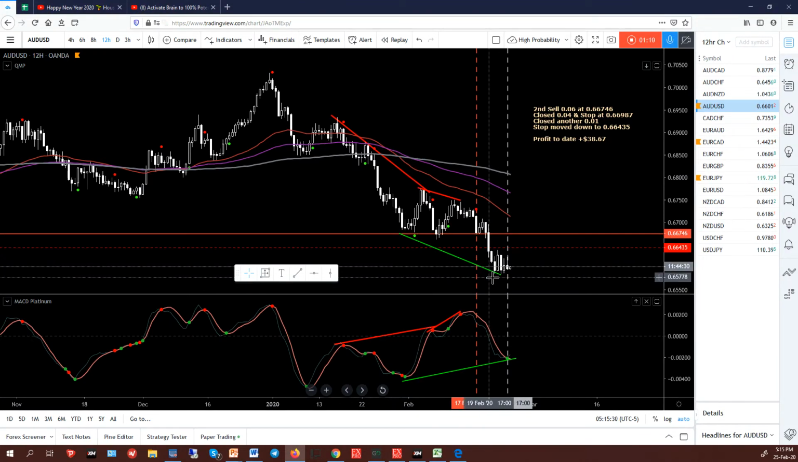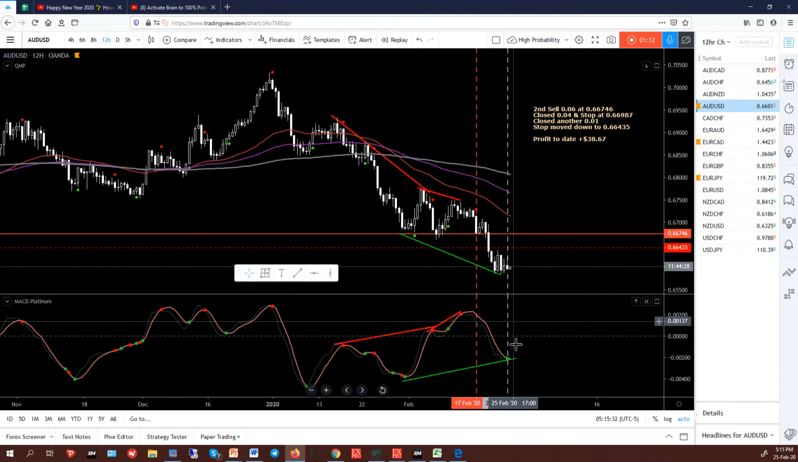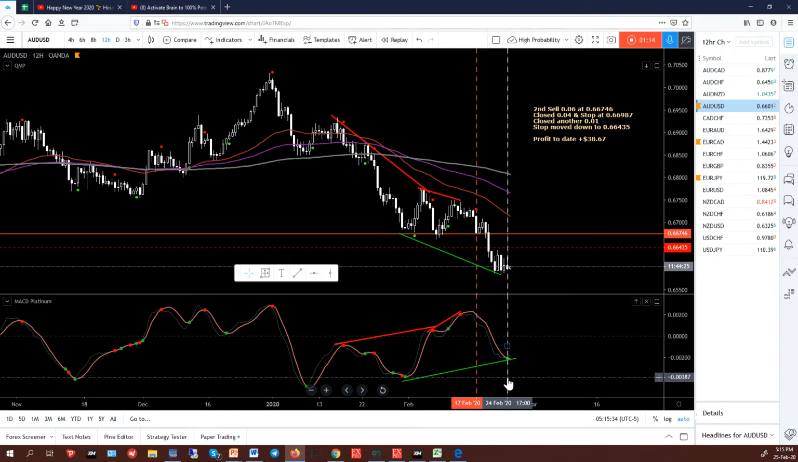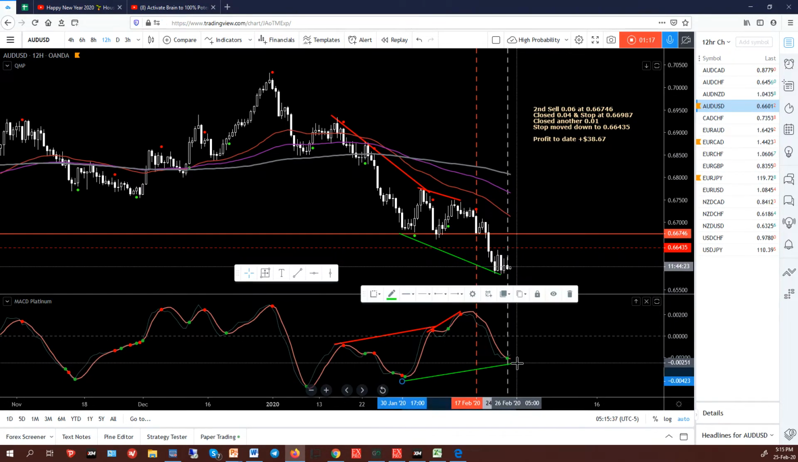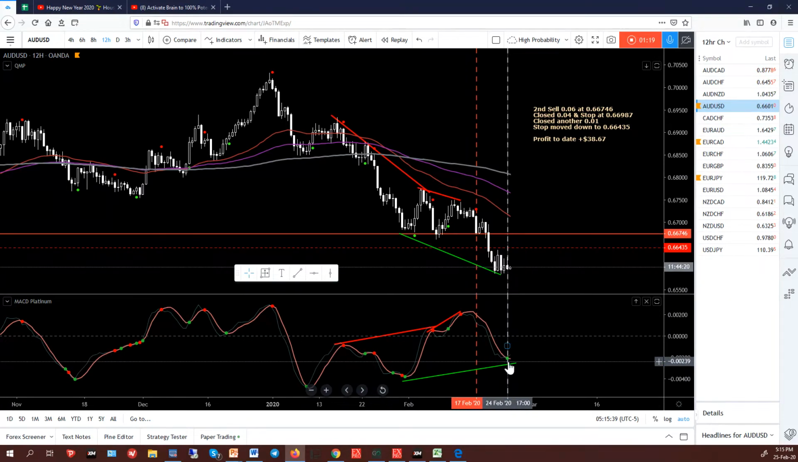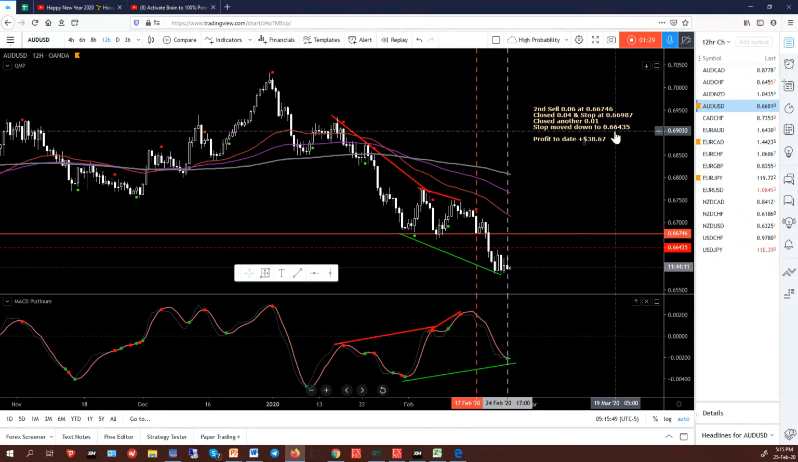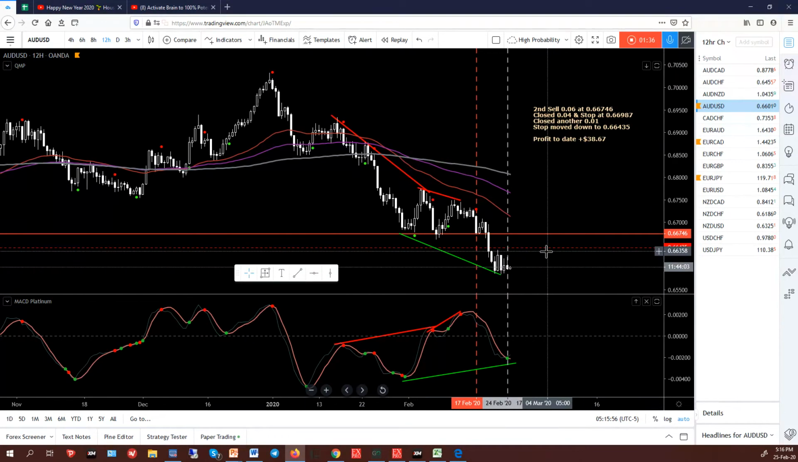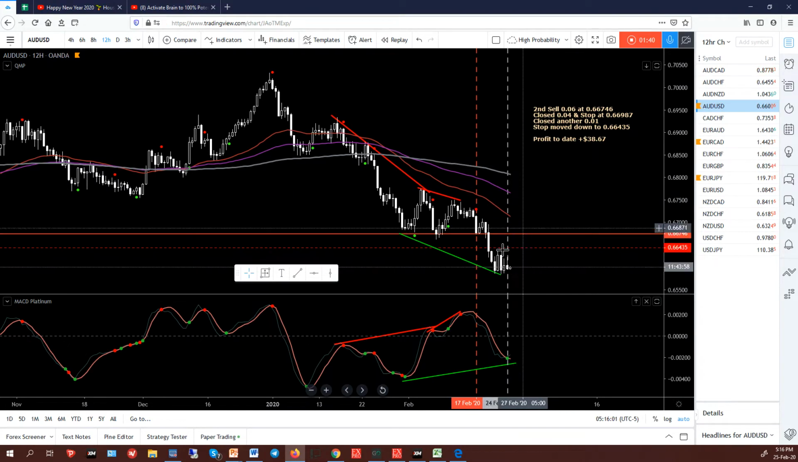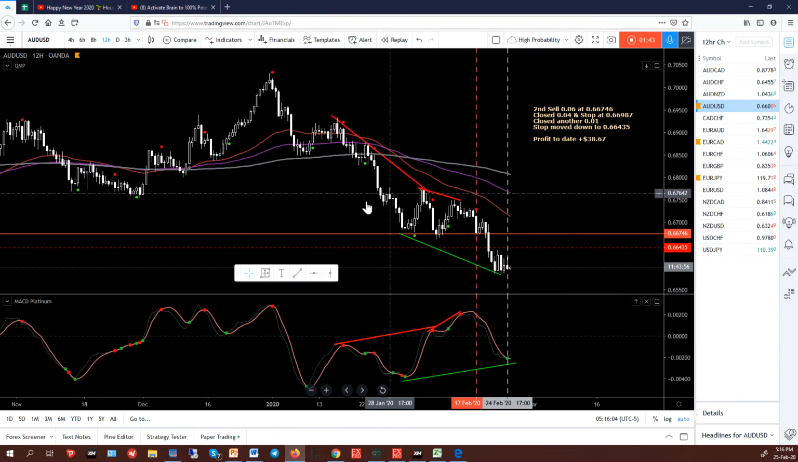I've started to draw possible bullish divergence trend lines in place. Now there's been a new green dot on the MACD platinum below the zero level here. So that gives me a heads up, a warning. So what I've done is I've moved my stop down to 0.66435 on this sell trade, which is this red dashed line. So I'm locking in a bit of profit. I'm getting ready to go back to the buy side.